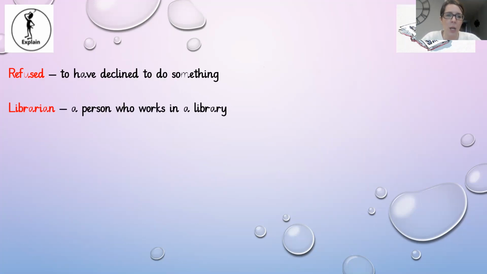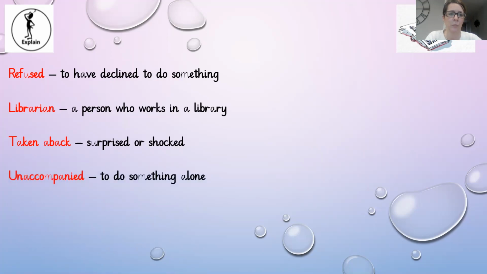Librarian. A librarian is a person who works in a library, and in this story, Mrs. Phelps was the librarian in the library that Matilda went to. Taken aback means surprised or shocked. She was very surprised to see Matilda in the library. Unaccompanied means to do something by yourself, to do it alone. It means you don't have anybody else with you. And nevertheless means in spite of something, you're still going to do it.